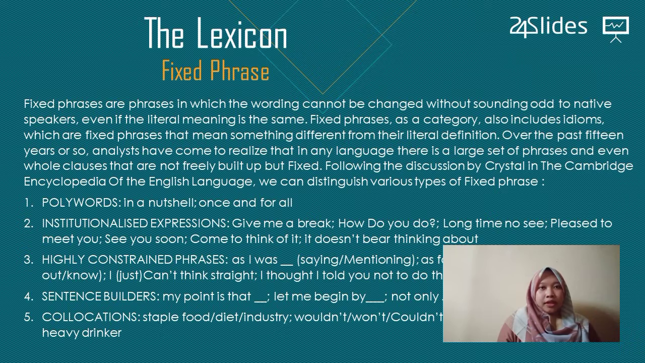Over the past 15 years or so, analysts have come to realize that in any language, there is a large set of phrases and even word clusters that are not freely built up but fixed. Following the discussion by Crystal in the Cambridge Encyclopedia of the English Language, we can distinguish various types of fixed phrase. The first, polywords: in a nutshell, once and for all.